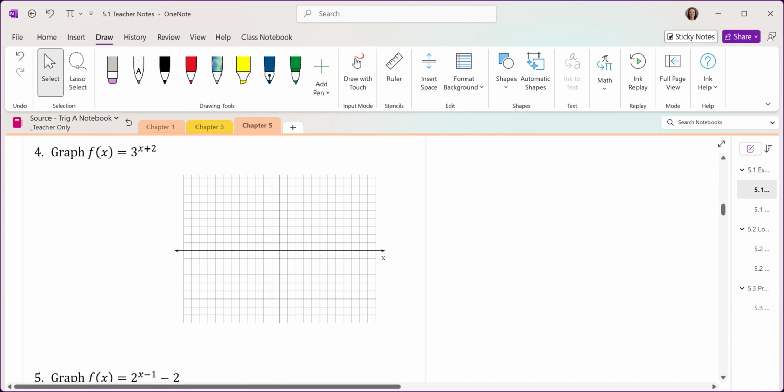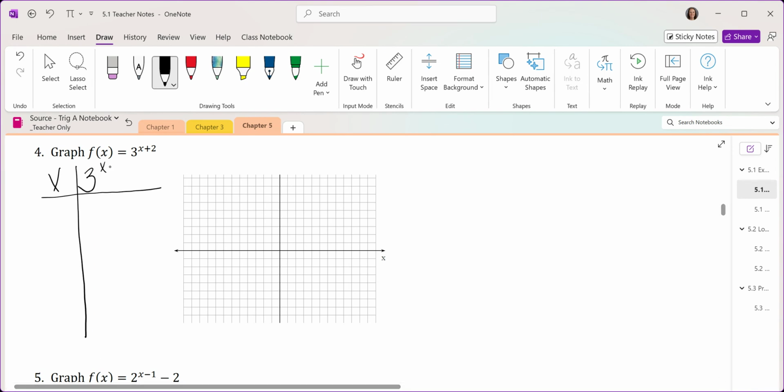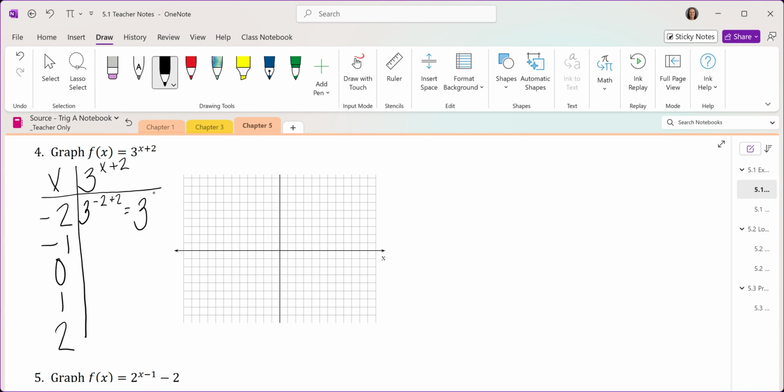Okay, so this next one would be, make your T-chart, and you have the x plus 2. So you have -2, -1, 0, 1, 2. And again, you're just putting these numbers into this x. So -2 plus 2 would be 3 to the 0. 3 to the -1 plus 2 would be 3 to the first.